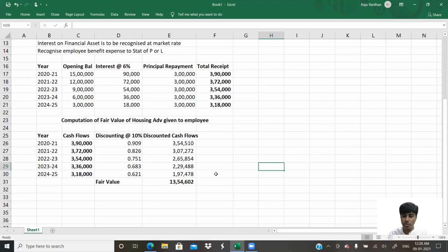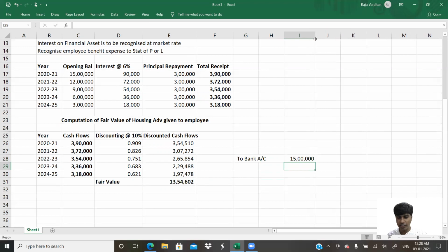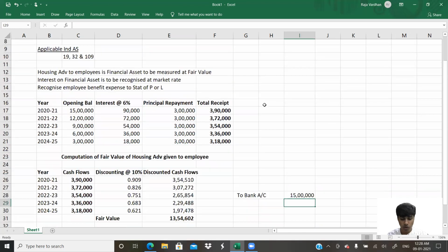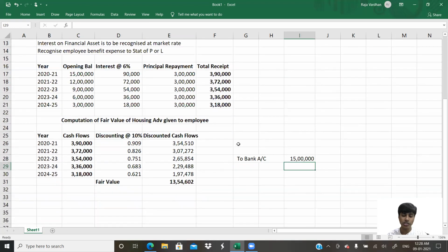I'll explain this to you with the help of a simple journal entry. Now, when I give this loan, bank balance is reducing. So I would have to write 'to bank account'. How much is the money that I gave? I gave away 15 lakh rupees. But going by Ind AS 32 and Ind AS 109, basically by Ind AS 109, I'm supposed to record this financial asset at fair value. So what is the fair value of this? 13 lakh 54,602.